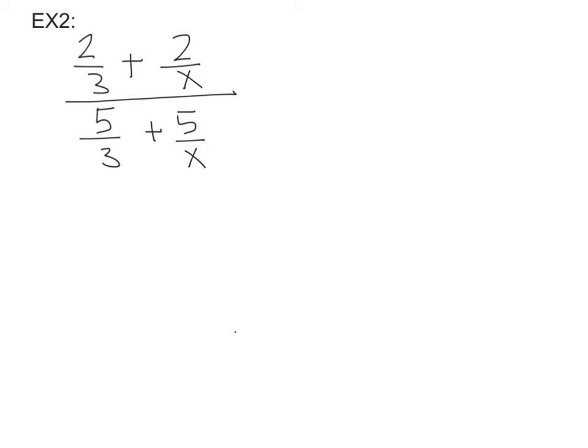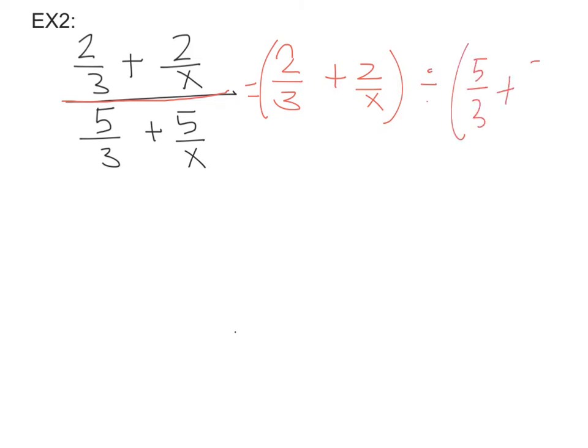Okay, so in this example, now you see we have some variables involved. So first thing I'm going to do, like I mentioned in the last example, is change this fraction bar to a division symbol. So I have 2/3 plus 2/x, and I'm going to put this whole thing in parentheses to indicate that I'm dividing this whole thing by 5/3 plus 5/x. So I'm going to take care of what's inside the parentheses before I do anything.